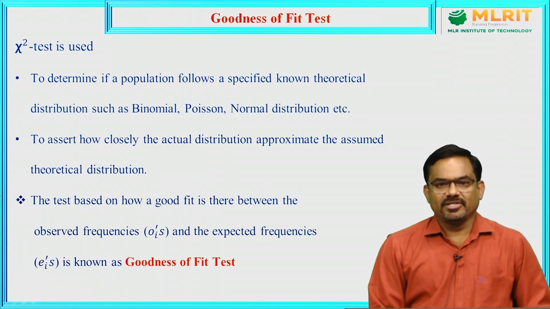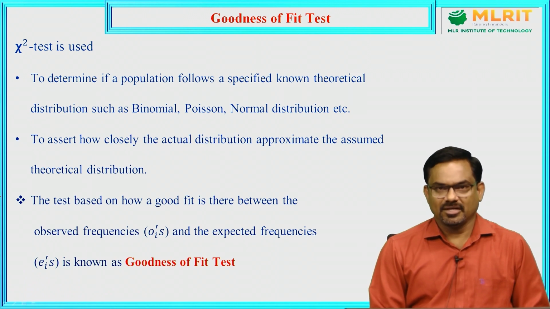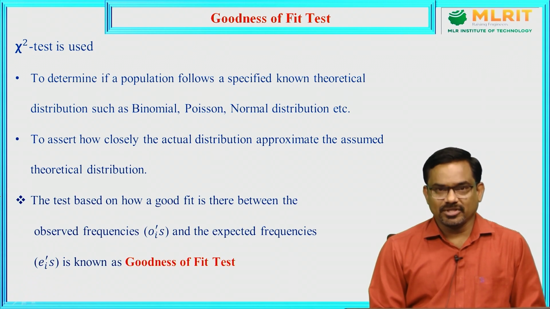Now, the chi-square test is used to determine if a population follows a specified known theoretical distribution such as binomial, Poisson and normal, etc. In the goodness of fit test, we apply the chi-square test, and hence it is useful to test whether the given data best fit a theoretical distribution or not. To assert how closely the actual distribution approximates the assumed theoretical distribution, we apply the chi-square test.